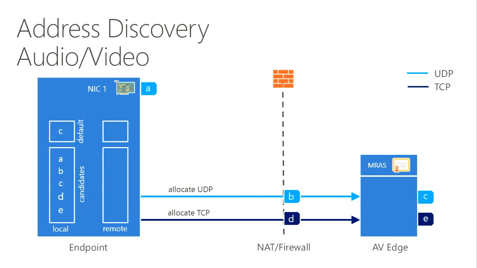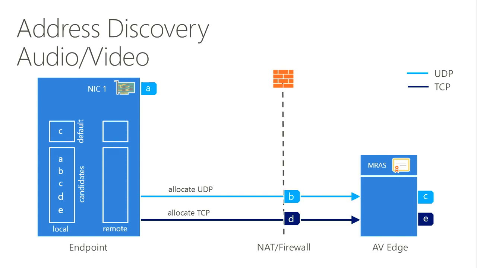For TCP as well, we have our reflexive candidate, we have our TURN candidate. What we're not doing for TCP is allocating a local candidate. So the local candidate will always be UDP only, because we are assuming if you can do a peer-to-peer connection, you can do UDP as well as TCP.